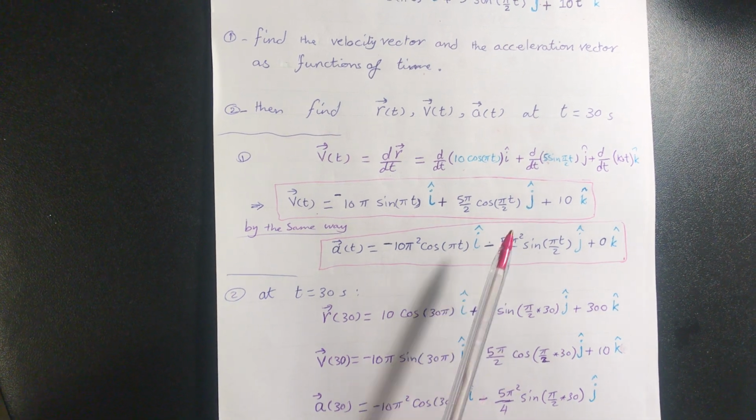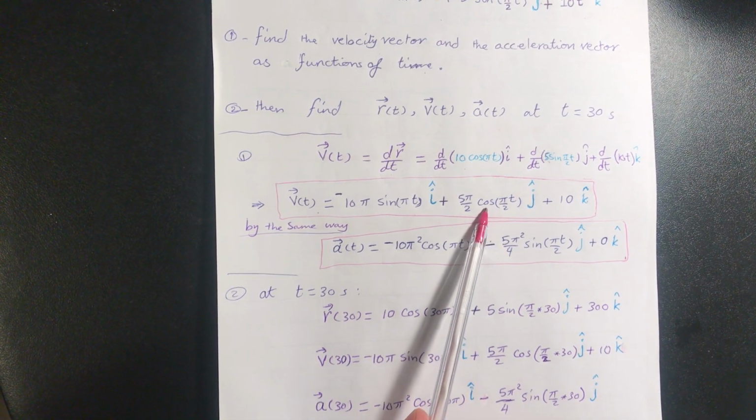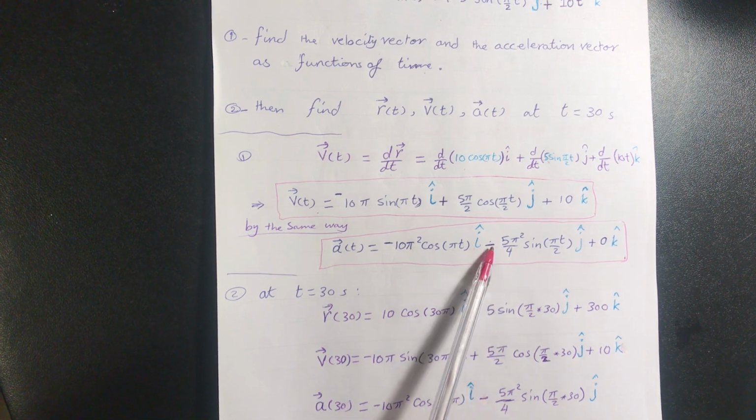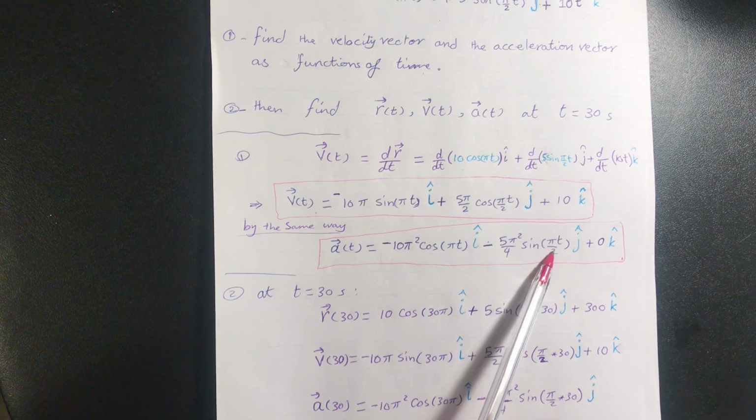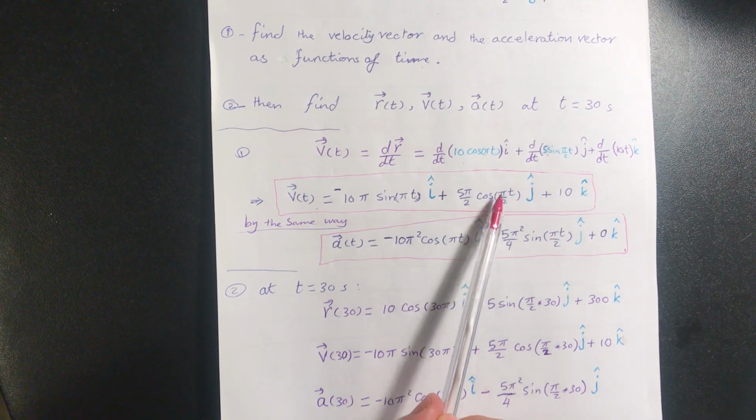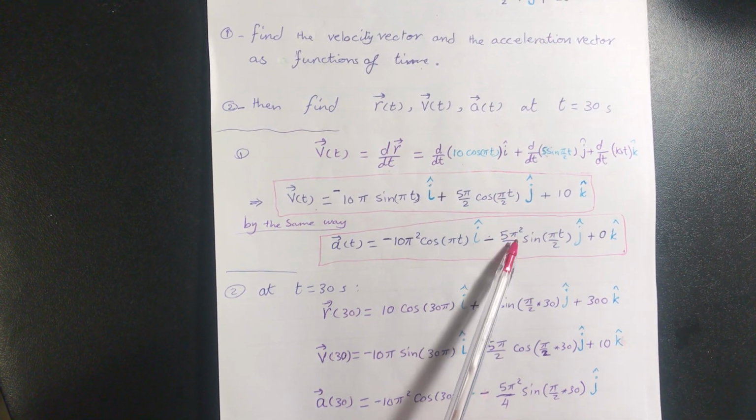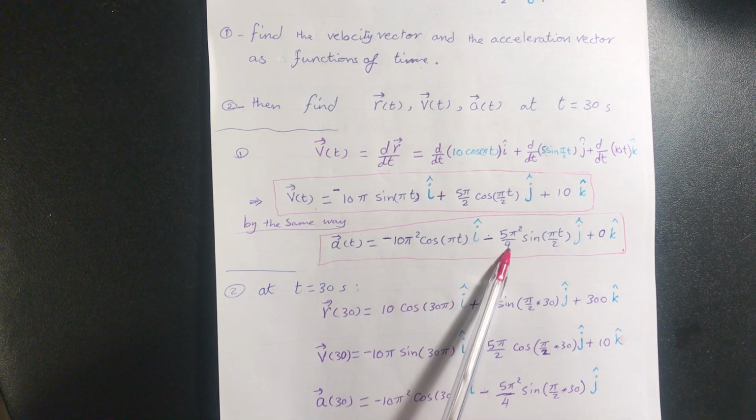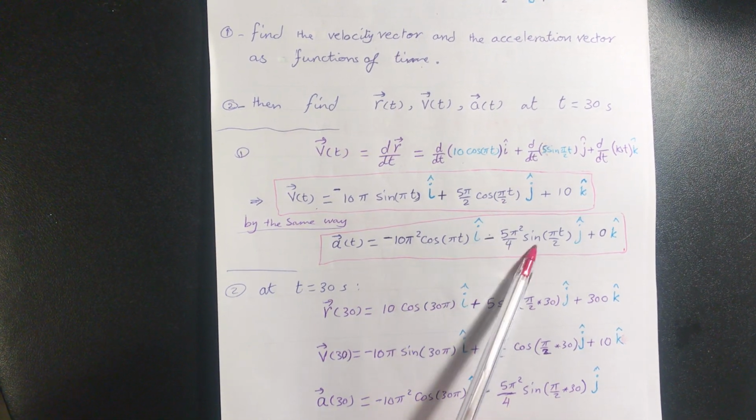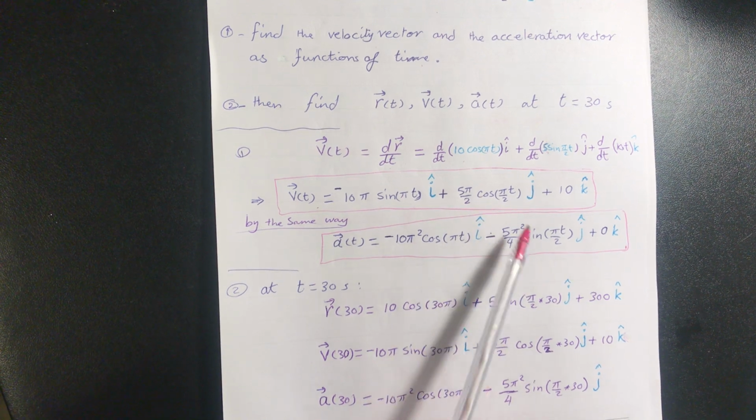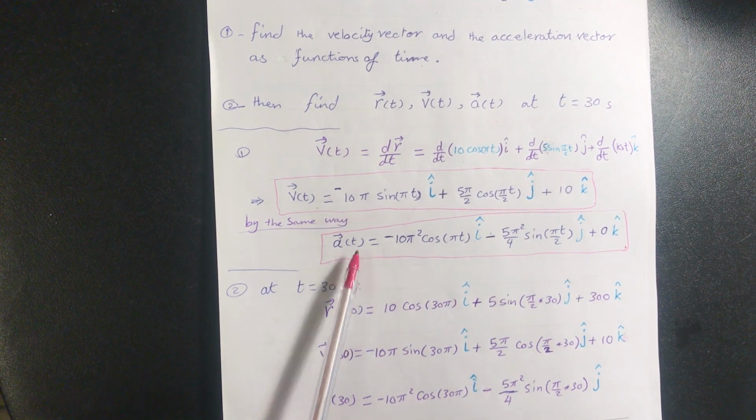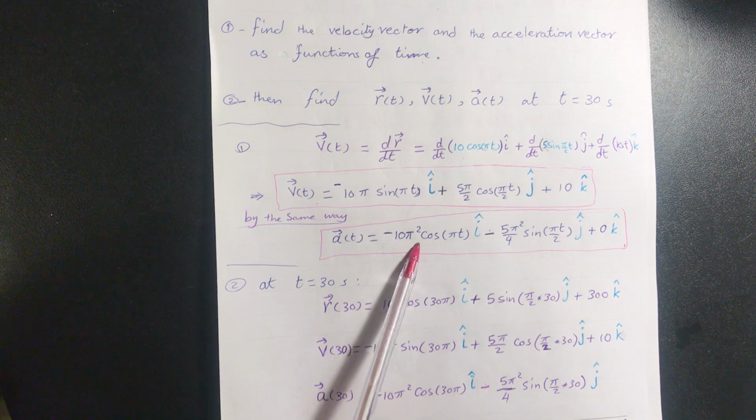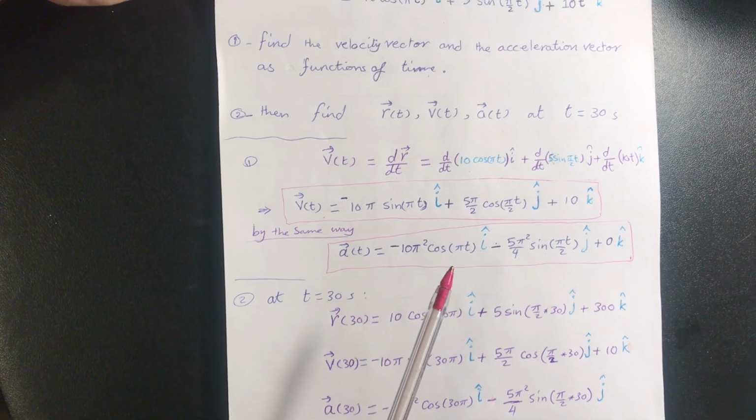What about the y direction? The derivative of cosine is negative sine. We have a new negative sign, 5 pi over 2, and we have pi over 2 from inside. For this derivative, it will be pi squared over 2 squared, which is 4. This is the first derivative of the y component of the velocity in the j direction. And the derivative of the constant value, which is 10, is 0. So this is the acceleration vector function in time.